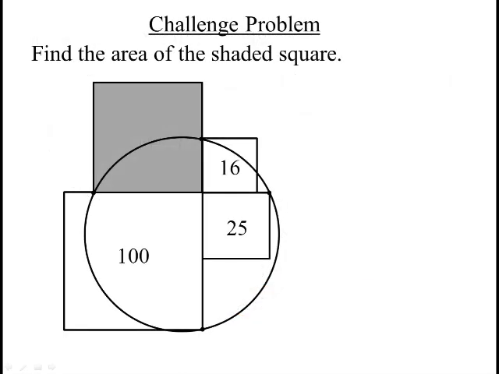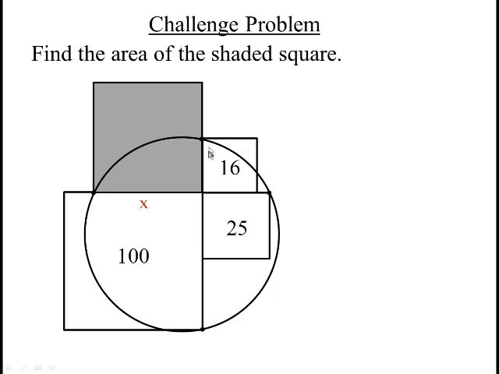So here's a cool little challenge problem for you. See if you can figure this one out. Well, you see two chords intersecting here. Here's a chord and here's a chord. So I could find the area of this square if I could find what x is, what the side of that square is. So let's see if I can find the lengths of these other segments.